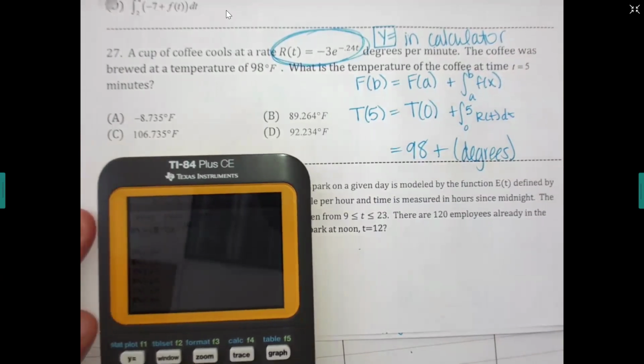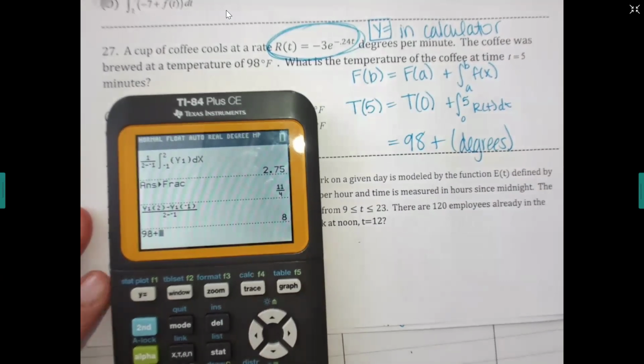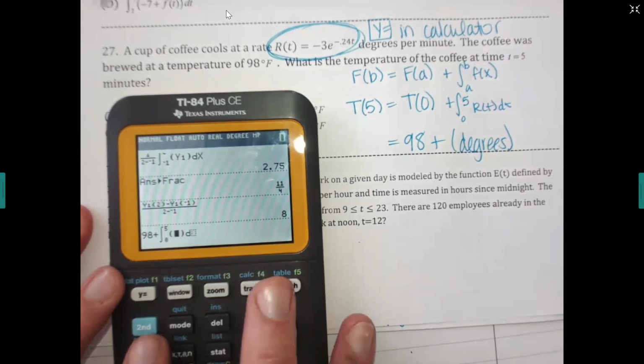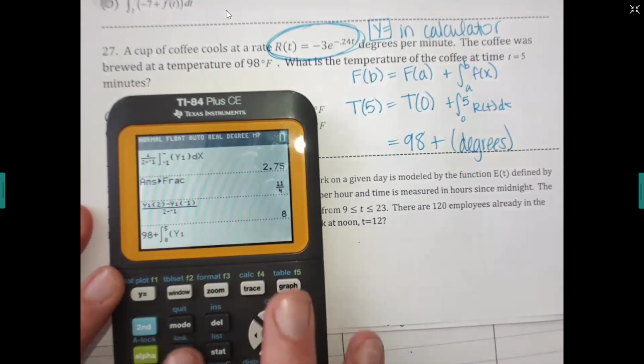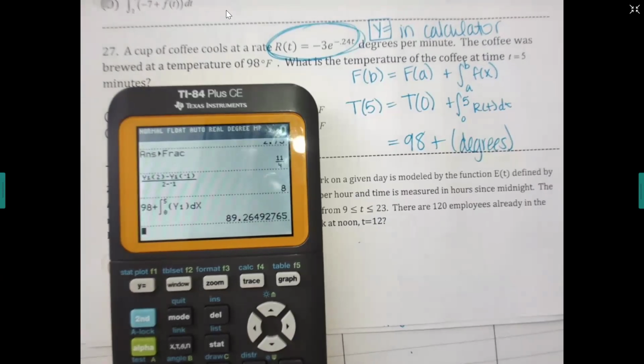So put it in your calculator. We're gonna do 98 degrees plus math 9, 0 to 5, alpha trace y1. Where this is your starting temp, and then this is how many degrees it would have cooled off, giving you a final answer of 89 degrees.